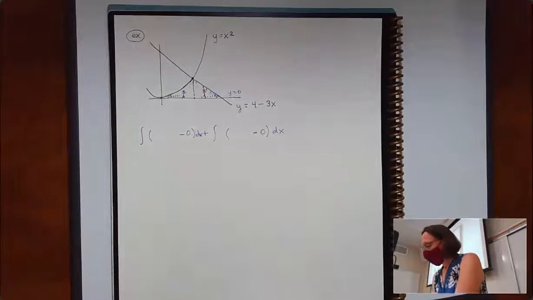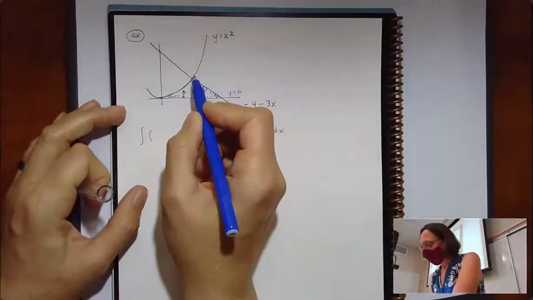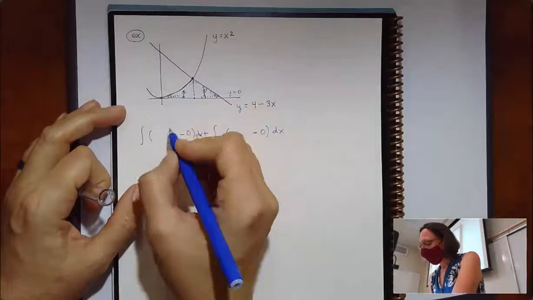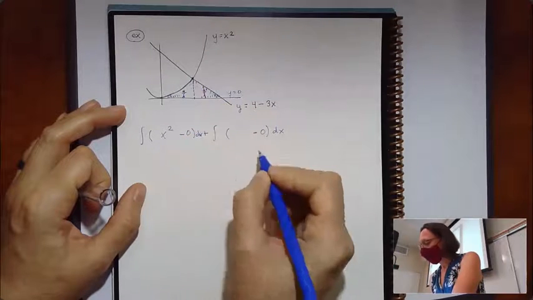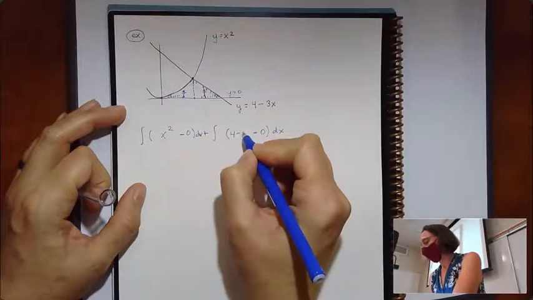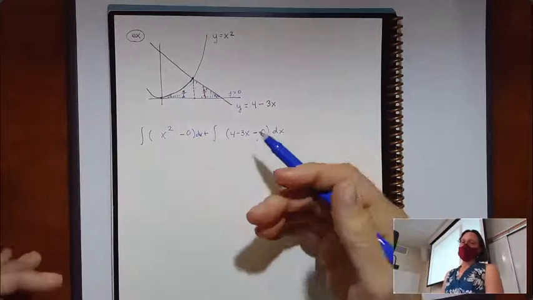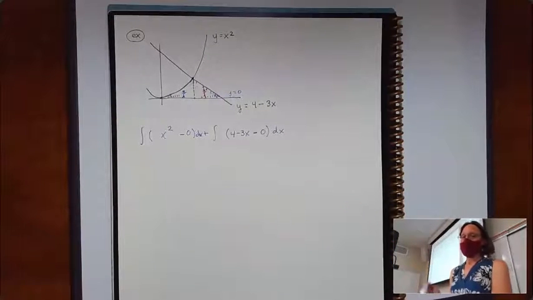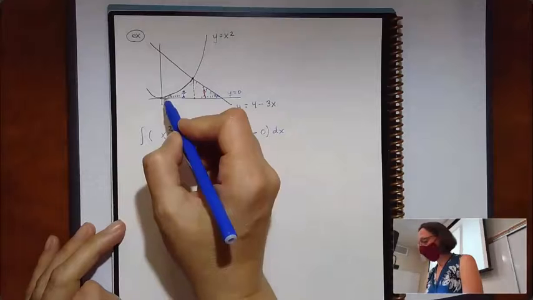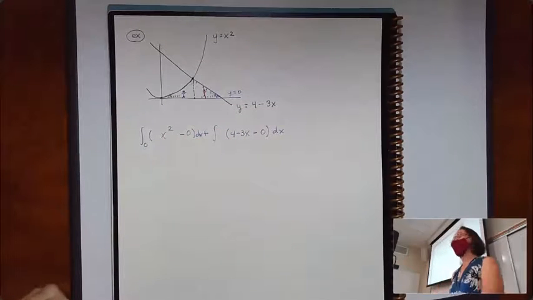Okay. On the left-hand room, my ceiling is given by x squared. In the right-hand room, my ceiling is given by 4 minus 3x. Now I've got to do the limits of integration. Well, the first one I know is the 0. That's the one I can get by just looking at the graph. The rest of them I'm going to have to work for.